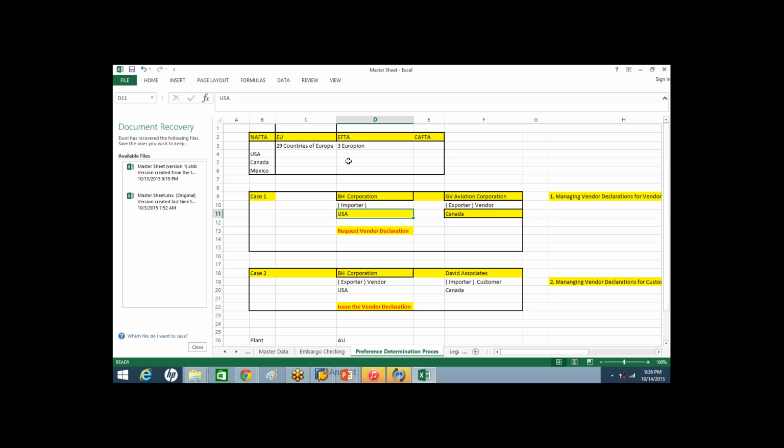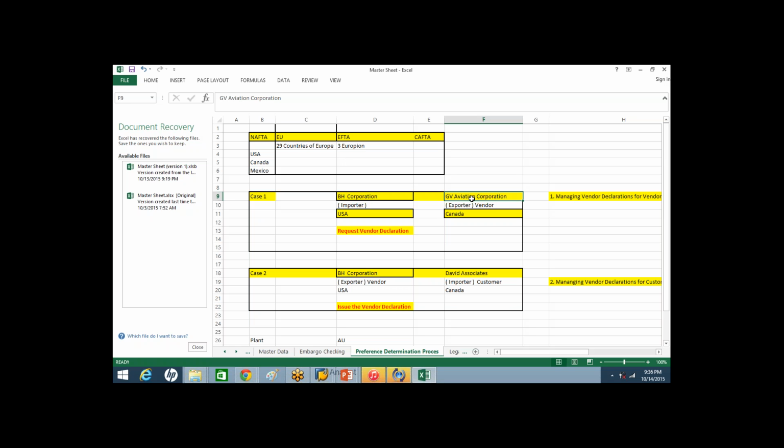Exactly. If Bell Helicopters would claim the benefit from the US customs authorities, they need to show some evidence, some proof. So what is that proof? The proof is called the certificate of origin. So who will give the certificate of origin to Bell Helicopters?